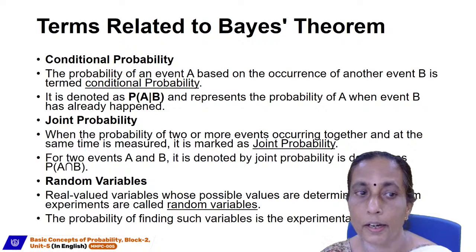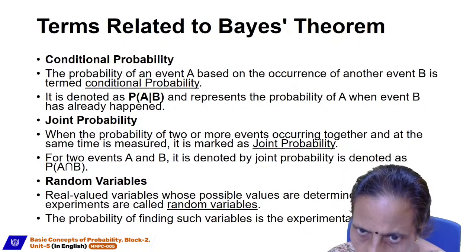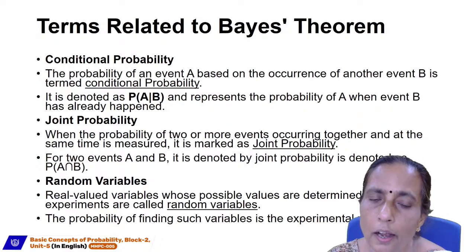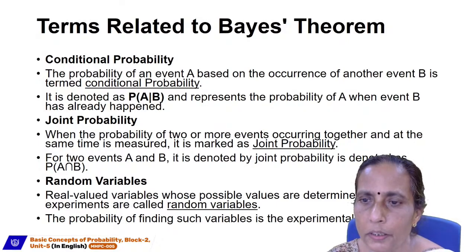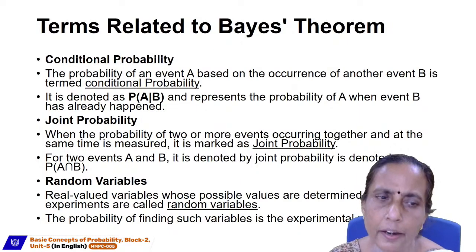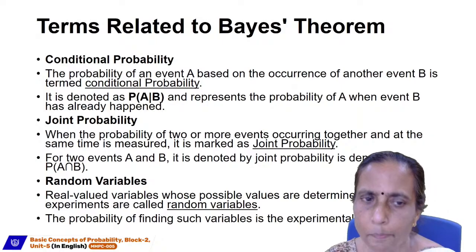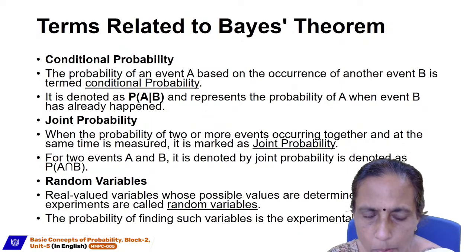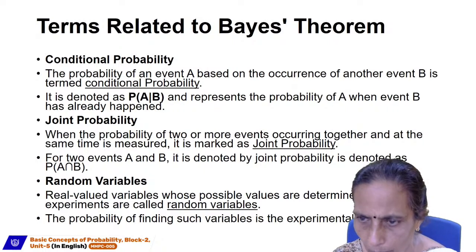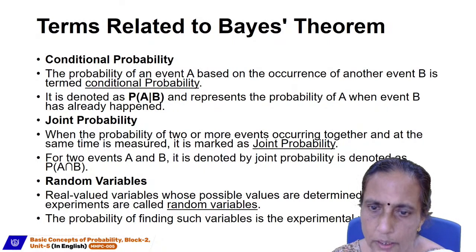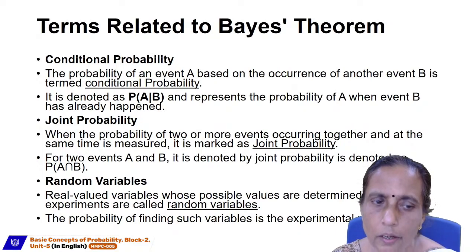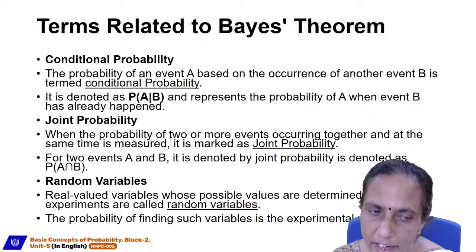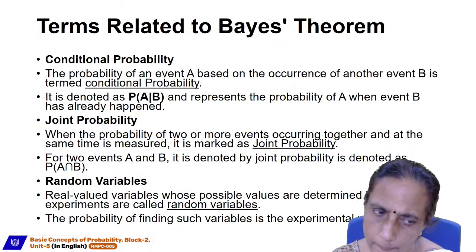Then conditional probability: the probability of an event A based on the occurrence of another event B is the conditional probability. It is denoted as P(A|B) and represents the probability of A when the event B has already happened. That is the conditional probability. And joint probability is when the probability of two or more events occurring together at the same time is measured. Suppose we have two events A and B. Joint probability is denoted as P(A ∩ B).